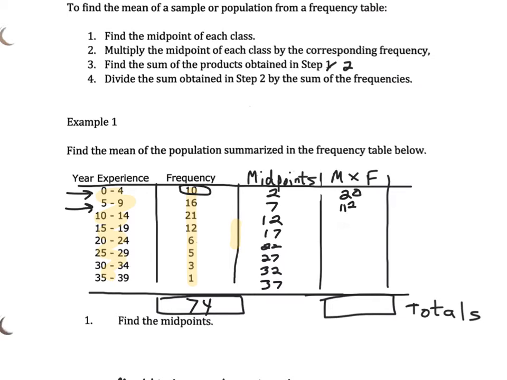112. 21 times 12 is 210 plus 42. Is that 252? 12 times 17 is 204. 6 times 22 is 132.